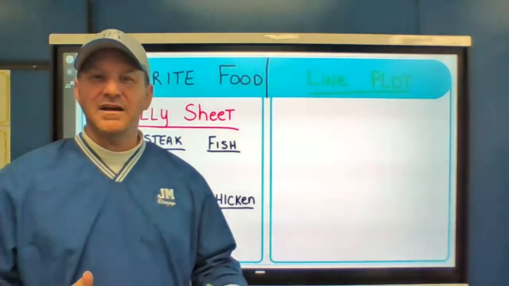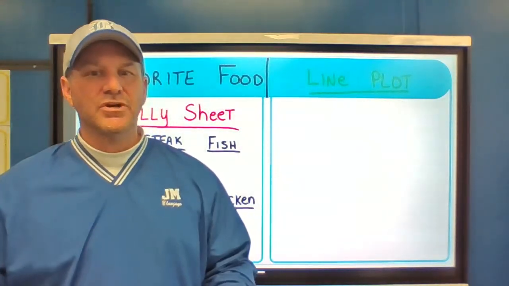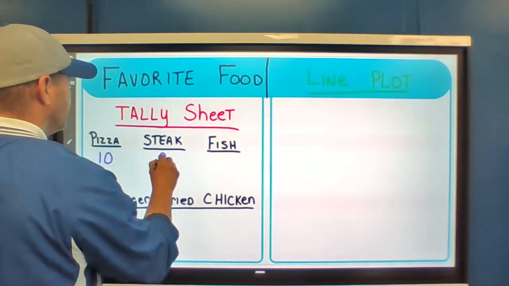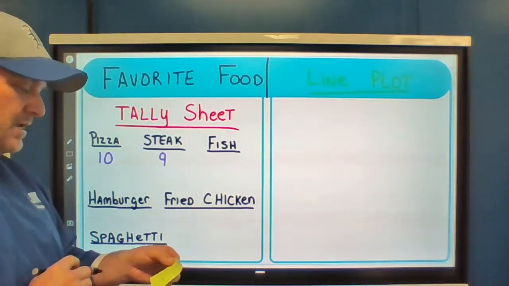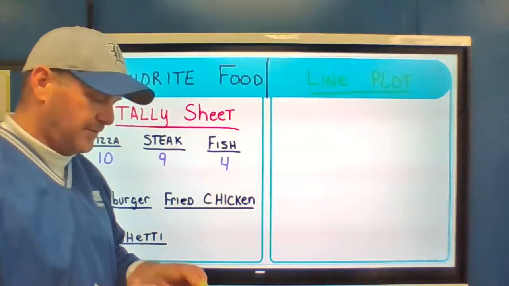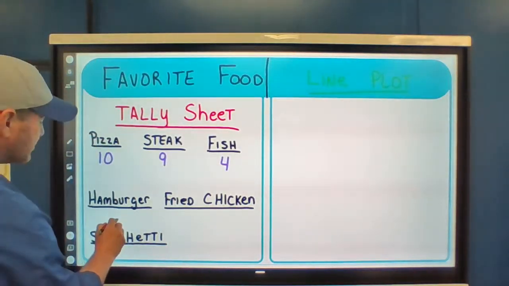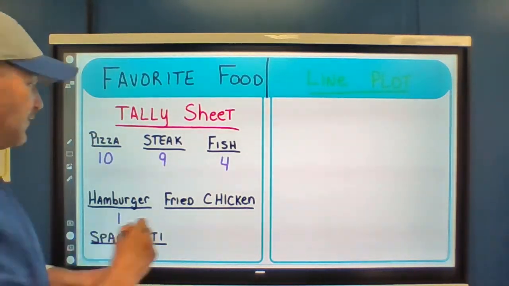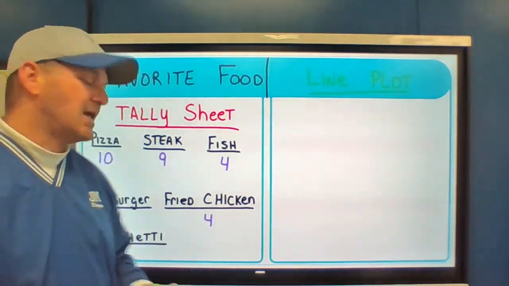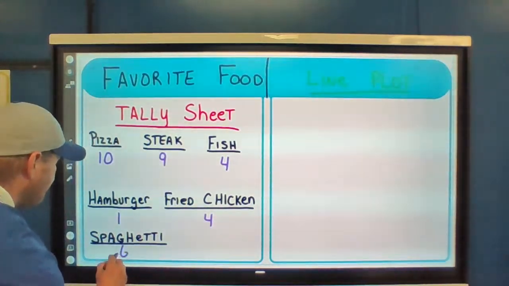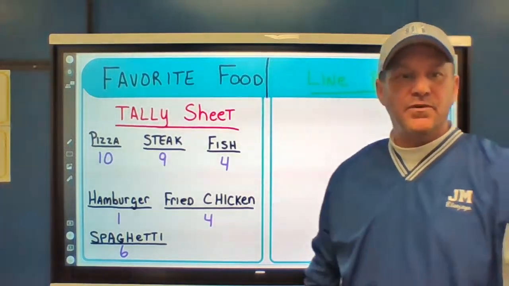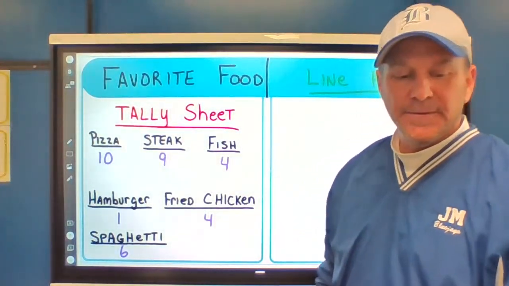Looking over at the data, I look at the steak. How many of you chose steak as your favorite food? There were 9 of you. 9 people chose steak. Keep going, look at fish. 4 of you chose fish as your favorite food. 1 person chose hamburger. 4 people chose fried chicken. And 6 of you said spaghetti. So there's all my data based on the results of the questionnaire that I sent out to you.